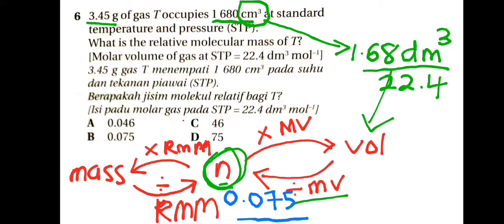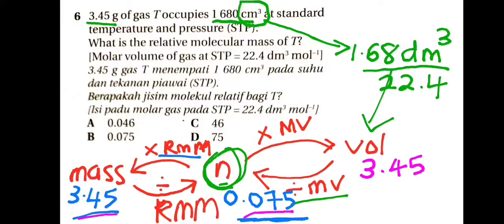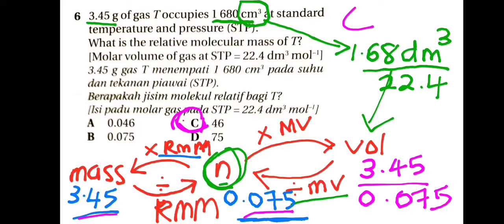Now the given mass is 3.45 gram. We know the number of mole, 0.075, and we know the mass, 3.45 gram. So we want to find the RMM. How do we find the RMM? We just divide mass by the number of mole. So 3.45 divided by the number of mole 0.075, we will get, what's the answer? 46. So our answer is C. Question 6, the RMM is 46.